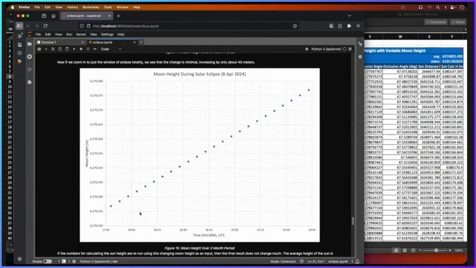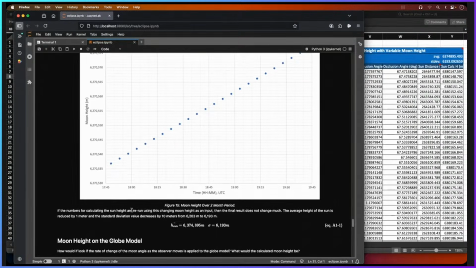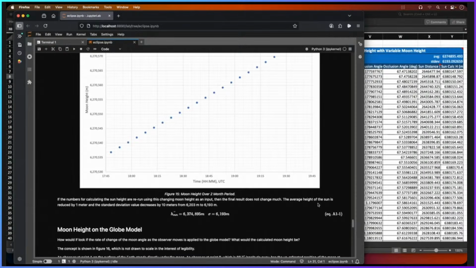If we zoom into the period of the actual eclipse, you can see it's going from 535 to 570. So it's less than 40 meters change, so not very significant. And when I plug the numbers in with the varying moon height, the average number for the sun height only decreases by 1 meter, and the standard deviation decreases by 10 meters, so it's not that significant of a change.